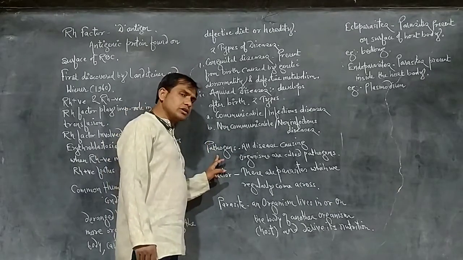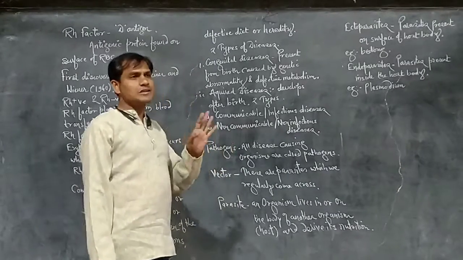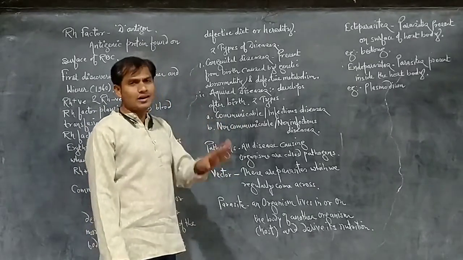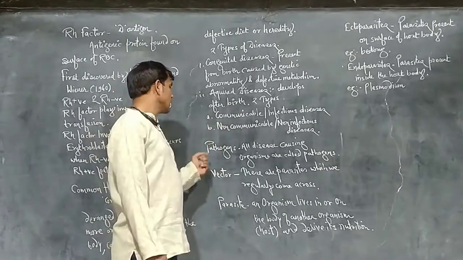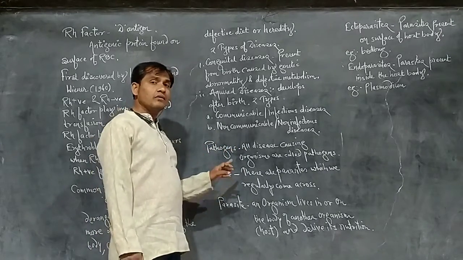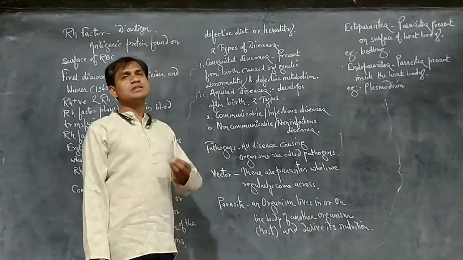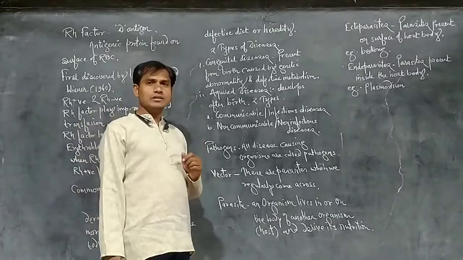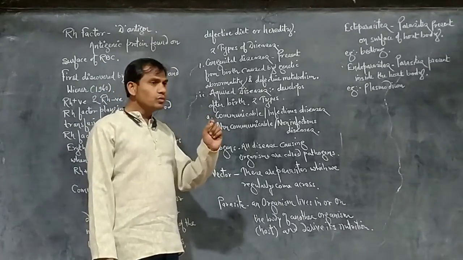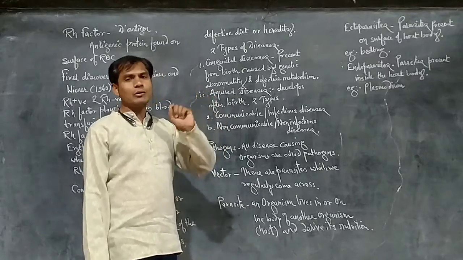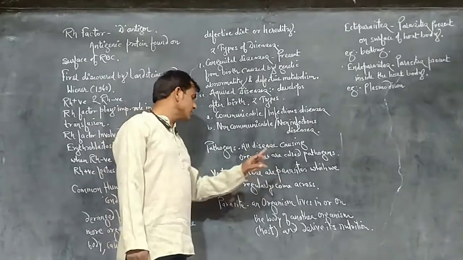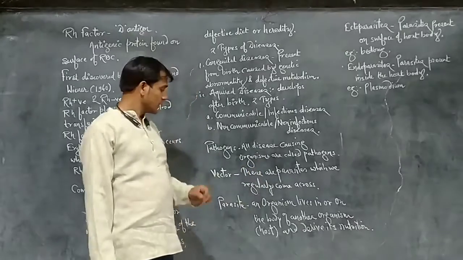See another term, pathogen. All the organisms which are responsible for diseases, which cause diseases, are called pathogens. Vector: some pathogens enter inside our body through an agent, through a parasitic organism. That we call a vector. These are parasites which we regularly come across.